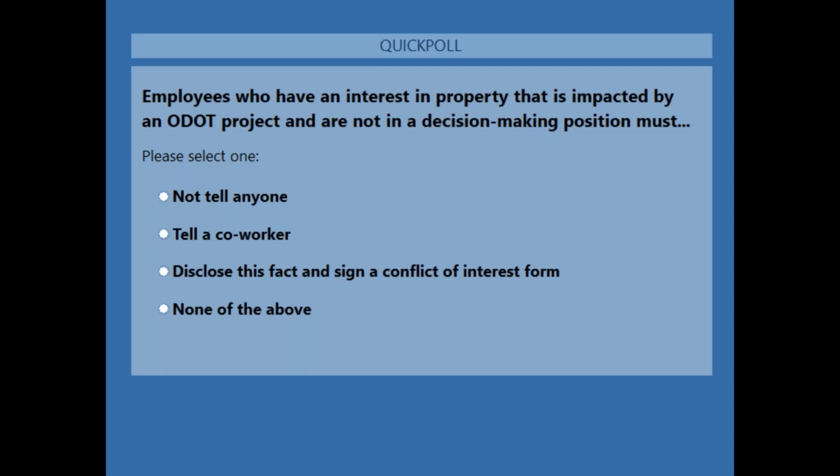Employees who have an interest in a property that is impacted by an ODOT project and are not in a decision-making position must, and if you wouldn't mind completing the rest of that, Wayne. Then there's a blank line that draws across there. A, not tell anyone. B, tell a coworker. C, disclose this fact and sign a conflict of interest form. D, none of the above. Great, and they are voting.